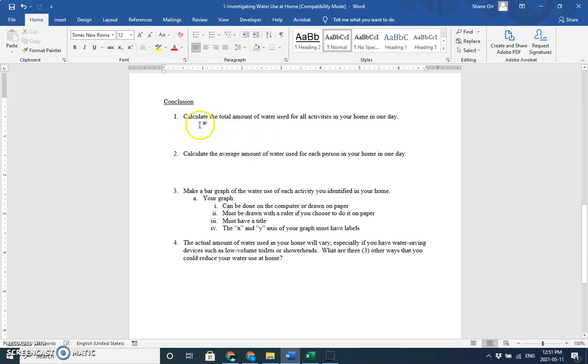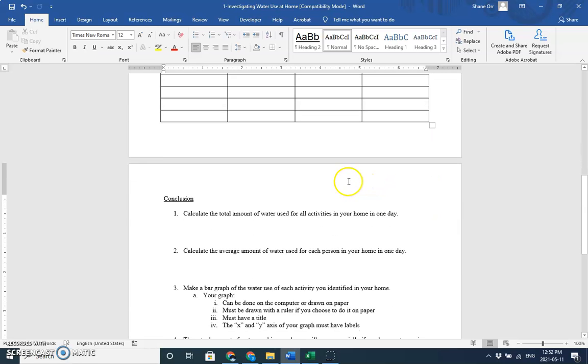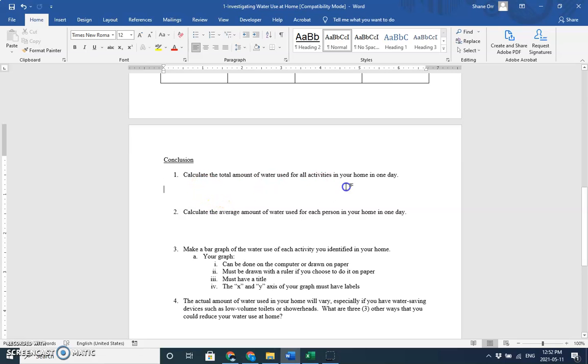But this one just says calculate the total amount of water used for all activities in your home in one day. So all you're going to really do is come to this column right here and add up all the numbers of all the activities and all their total volumes used in one day. And that's going to give you the total amount of water used in your home in one day.